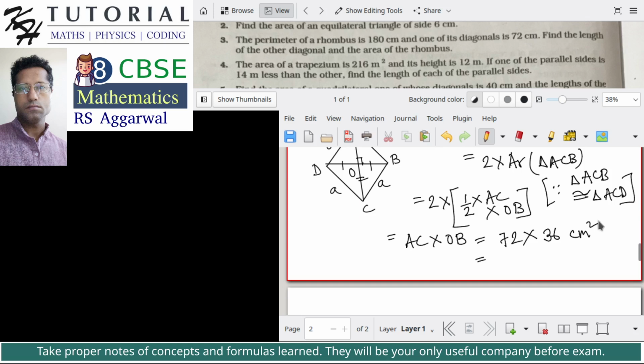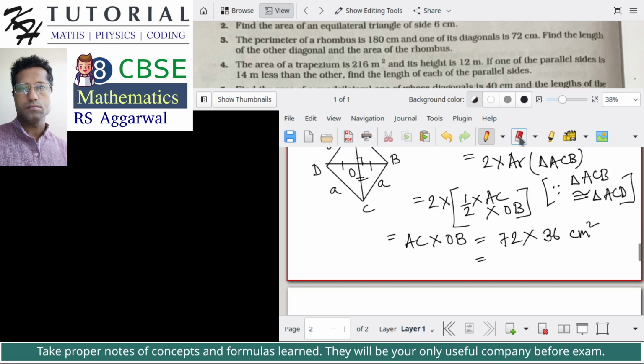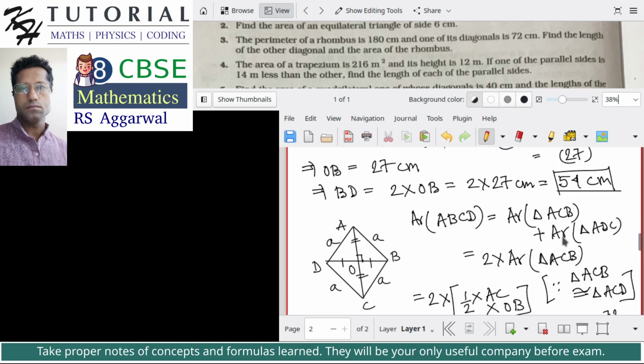I think I have made some mistake. What is OB? OB is half of BD. OB is 27. Okay, so OB is 27. Now what is 72 multiplied by 27? 1944 centimeter square. So the area of the rhombus is 1944 centimeter square, and the length of the other diagonal is 54 centimeter.